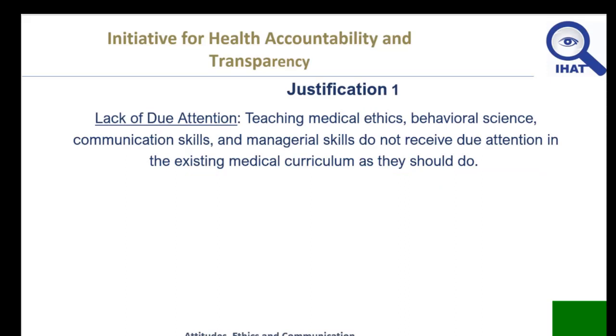Looking at the justification, the first thing that comes to mind is lack of due attention. Teaching medical ethics, behavioral science, communication skills, and managerial skills do not receive due attention in the existing medical curriculum as they should do, and that is both at pre-service or professional level and also during the service.